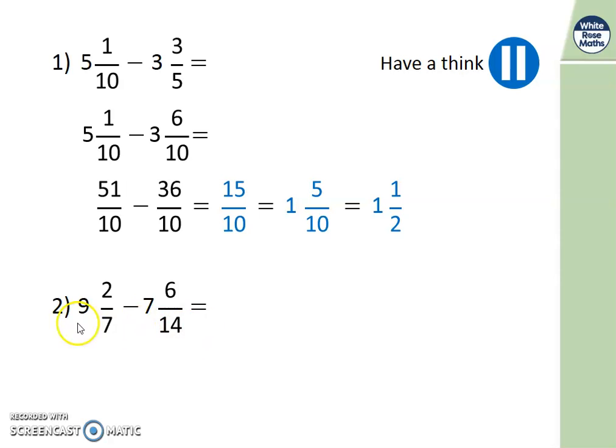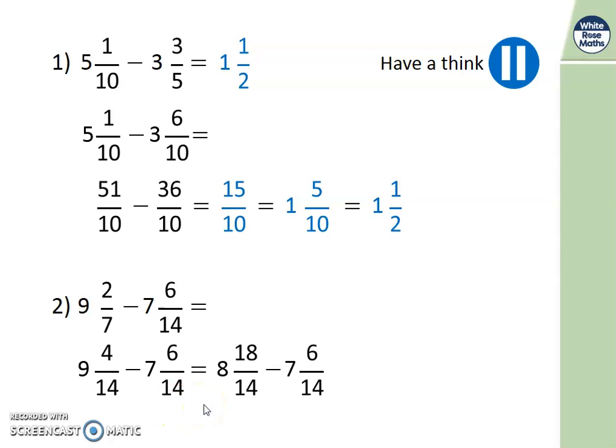To make it into a common denominator, I'm going to make this into 14ths by doubling both parts. So it'll be 4 14ths, like this. Now 4 14ths subtract 6 14ths, I'm breaking the whole. But to do 9 times 14 and 7 times 14 is tricky because it's not a times table that we use. So let's change this one into this by breaking this whole.